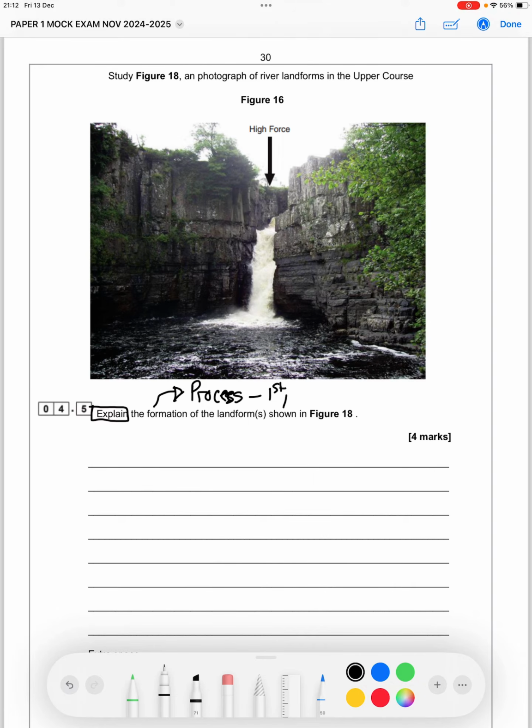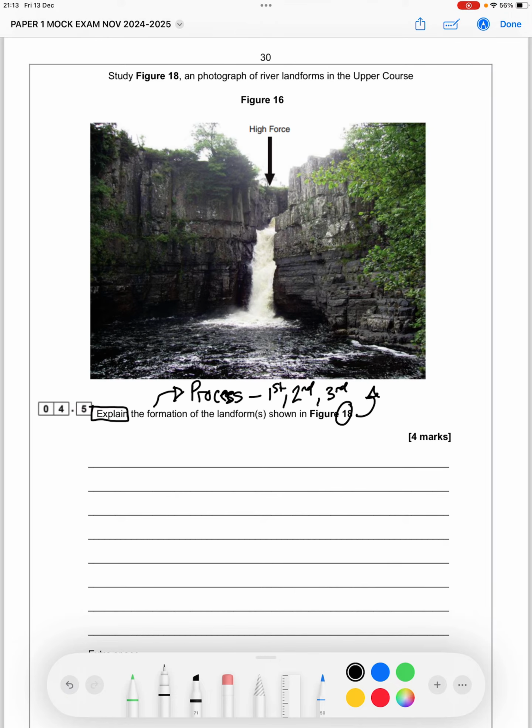So you're kind of doing firstly, secondly, thirdly, and so on. And you're just going into that detail, making reference to figure 18. In how you make reference to figure 18, this is probably a little bit tougher.